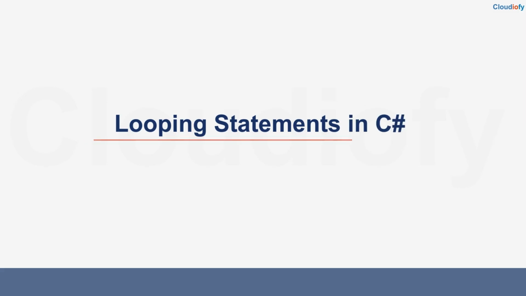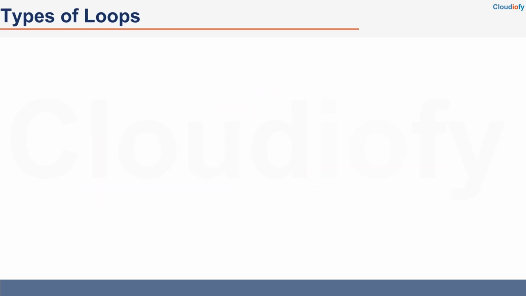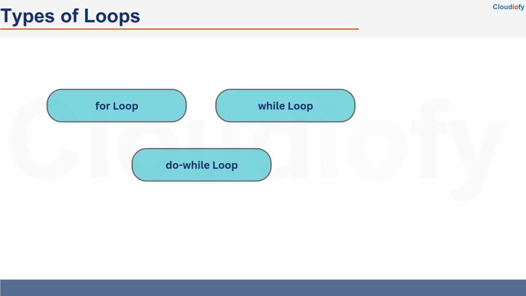In today's video, we're diving into looping statements in C#. In C#, a loop is a way to repeat a block of code multiple times. The main types of loops are for, while, do while, and foreach.